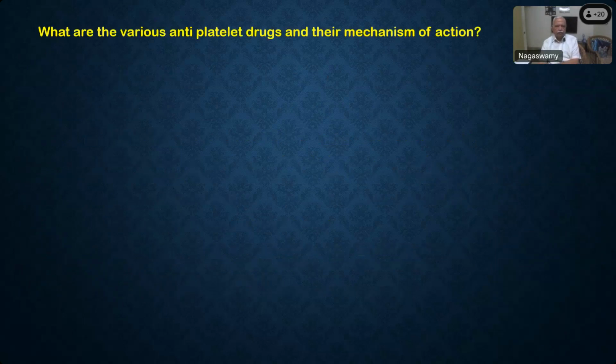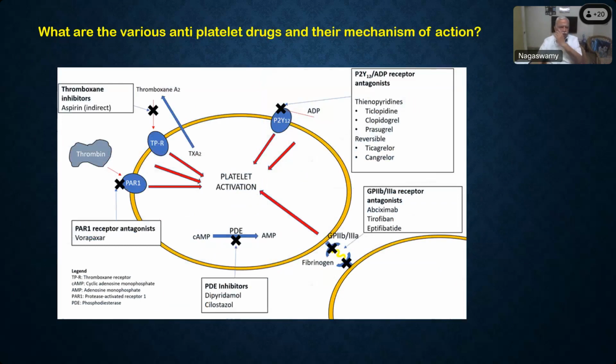What are the various antiplatelet drugs and their mechanism of action? That may be a question sometimes asked. So this is the platelet, and it is activated by many things. One is the release of thromboxane. Then there is PAR1, the protease activated receptor 1 antagonist. Then there are the phosphodiesterase inhibitors, like dipyridamole and cilostazol. Then there are the GP2B3A receptors, and then the P2Y12 ADP receptor antagonists. So these are the commonly used ones.